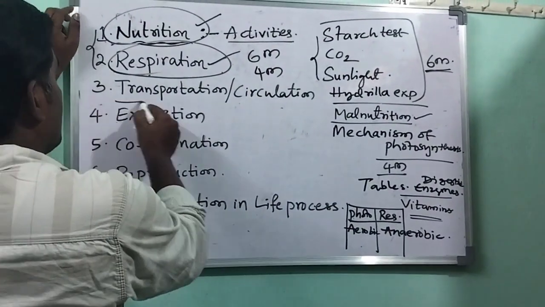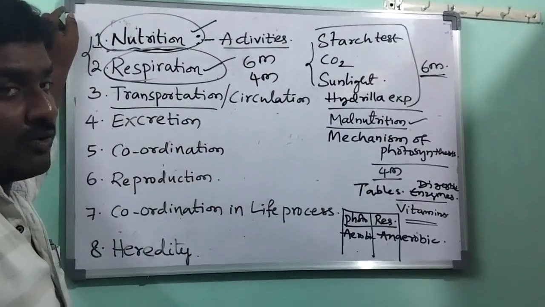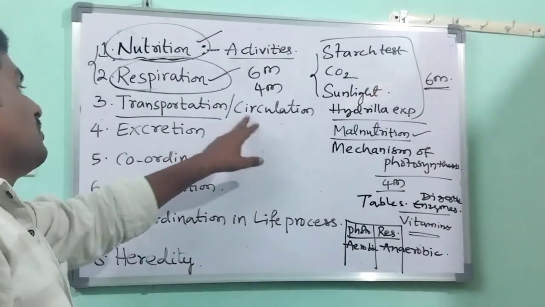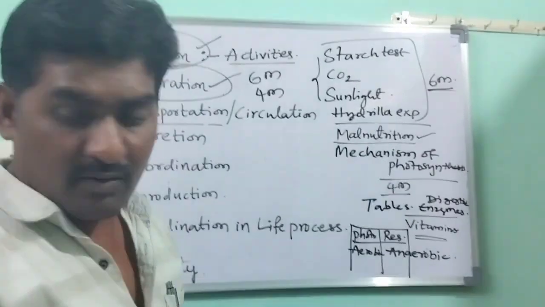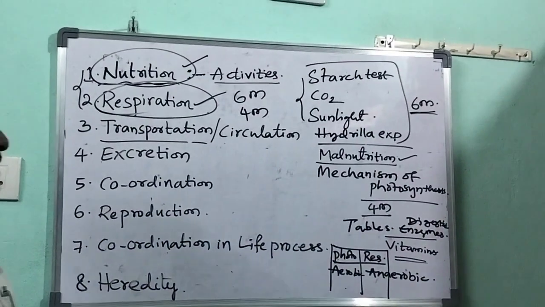Next, transportation is nothing but circulation. In the new book it is circulation. In old books it is transportation. In the transportation chapter, what do we have?